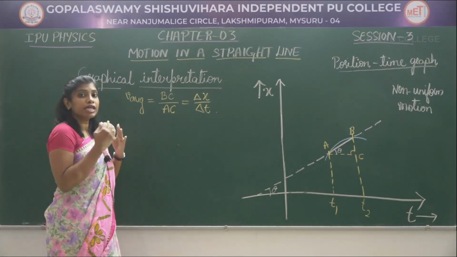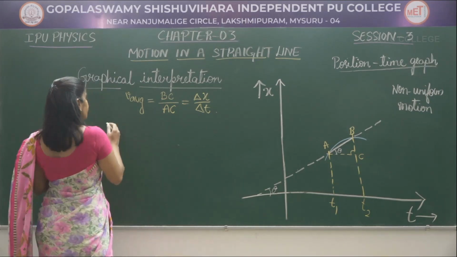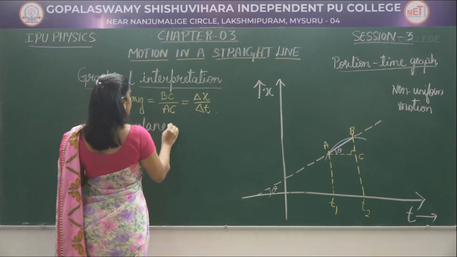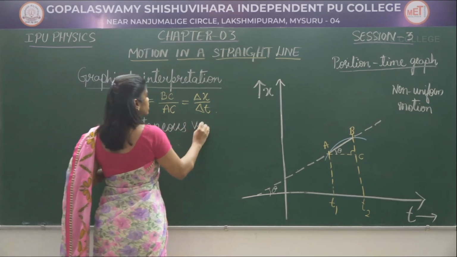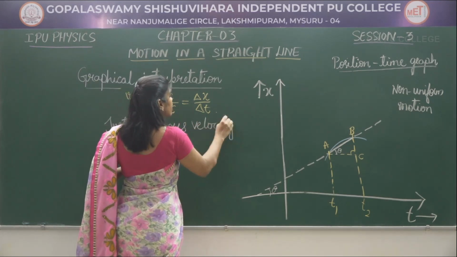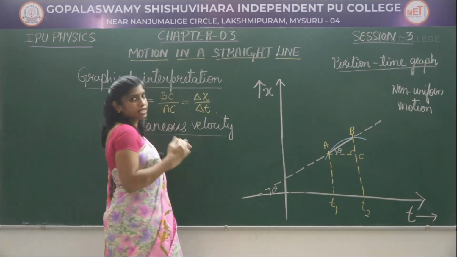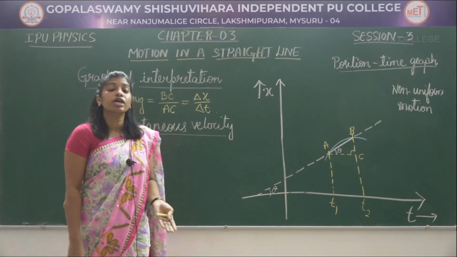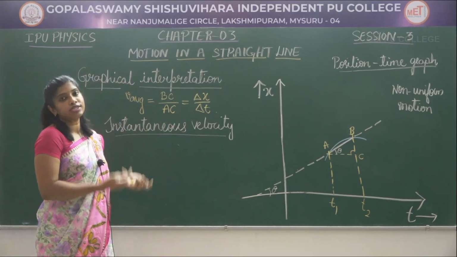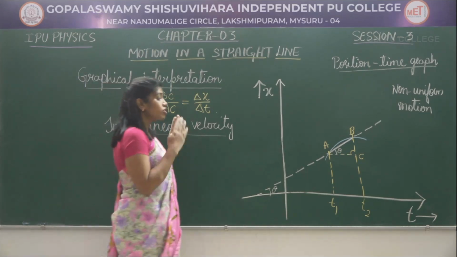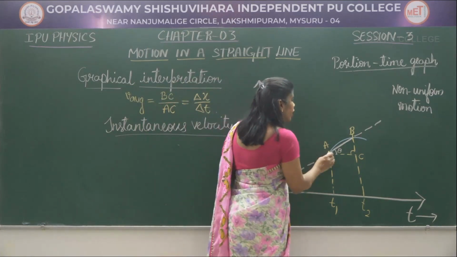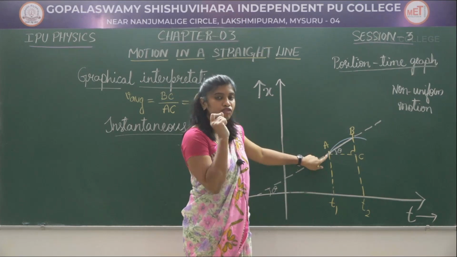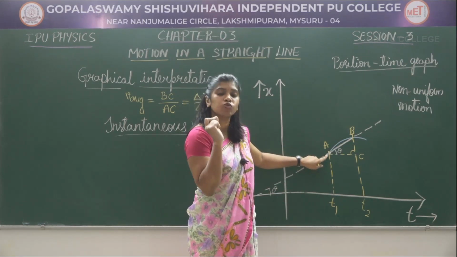Next, to find the instantaneous velocity, how do I find this? Instantaneous velocity. So, in session 2, we had just defined the instantaneous velocity. Now, using this graphical interpretation, I am going to write a formula for this instantaneous velocity. For that, let me say I need to find out the instantaneous velocity at the point A. So, this is where I have to find the instantaneous velocity.